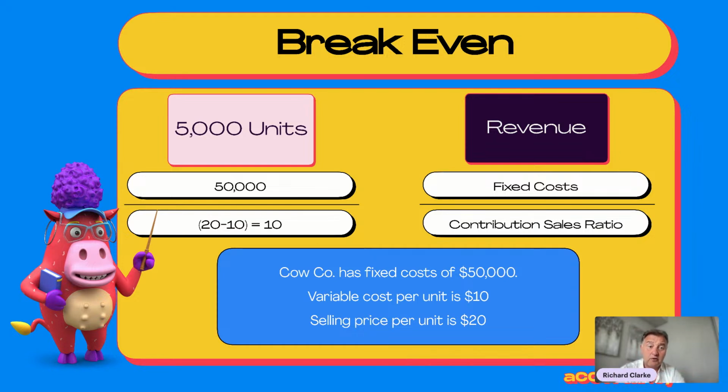Now let's have a look over on the revenue side. Fixed costs are 50,000. My contribution to sales ratio: contribution, 20 minus 10 is 10, to sales divided by 20. So 10 divided by 20 is 0.5. 50,000 divided by 0.5 is 100,000. That's what your break-even revenue is. You could have just done 5,000 units times by selling price of 20 as well, if you're clever.